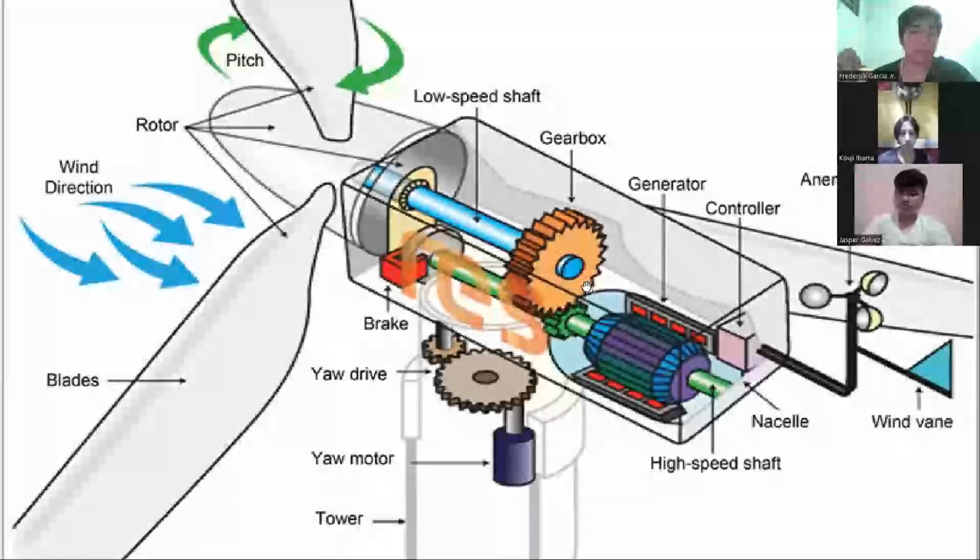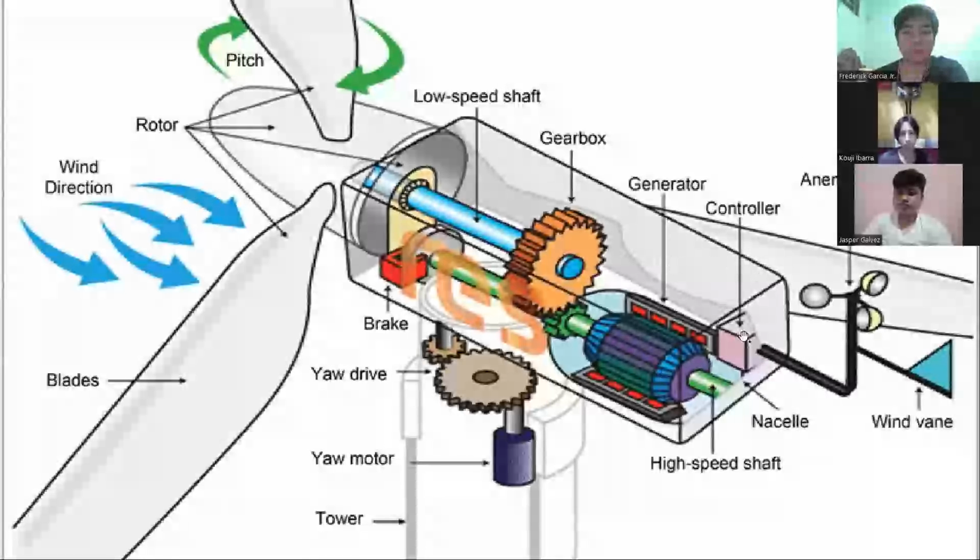Here we have the basic parts of a wind turbine. You see here the wind coming into the rotor and the blades, making it spin. We'll discuss later why the wind direction makes these blades spin. You can see here the low speed shaft driving a gearbox in order to give the appropriate RPM for the generator.